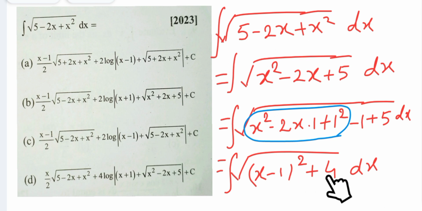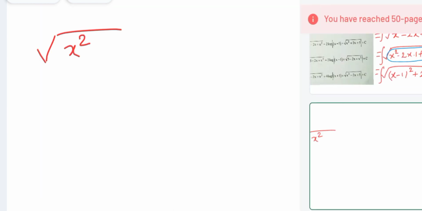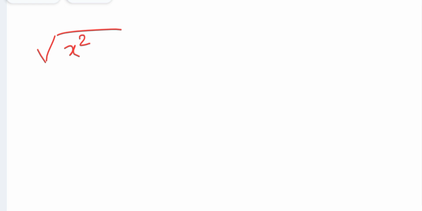Now this 4 I can write as 2 square, so I am writing this as 2 square. Now you imagine this x minus 1 as something called t or x. We know one formula, x square plus a square, where instead of a this is 2. I am talking about this formula, the x square plus a square form, the integration of root over x square plus a square dx.